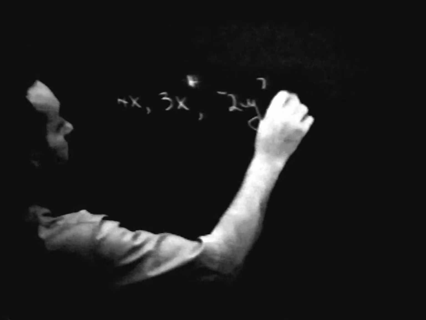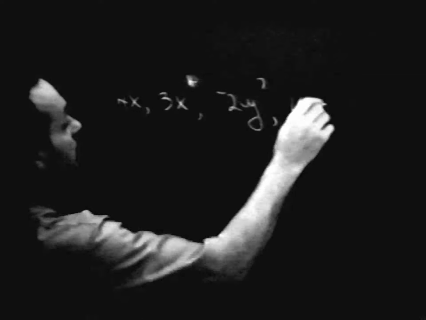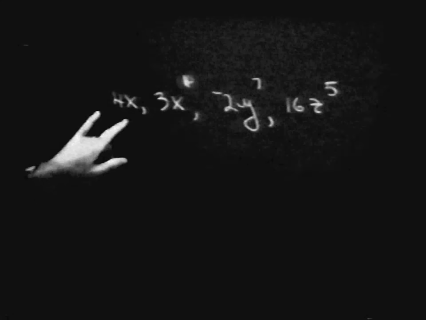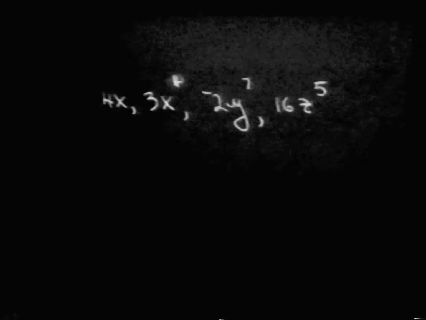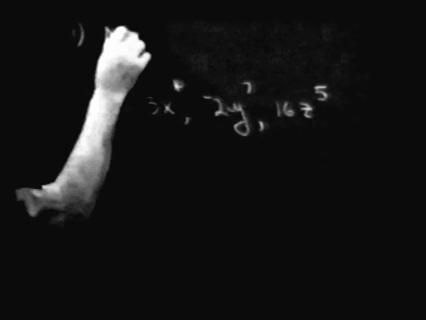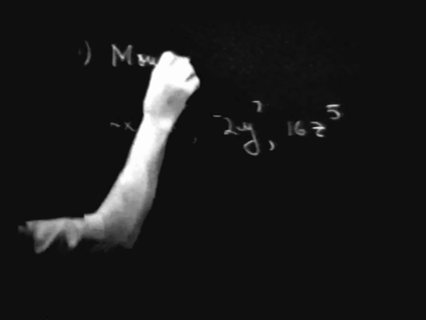Do is to look at an example or two. Well, let me write something here such as 4x, right? 3x to the 4th power, say. Negative 2y to the 7th power, all right? And let me put in another example here, something such as 16z to the 5th power, all right? And each one of these is what we will call a monomial, all right? A monomial. That's a new word, M-O-N-O-M-I-A-L, monomial, all right?